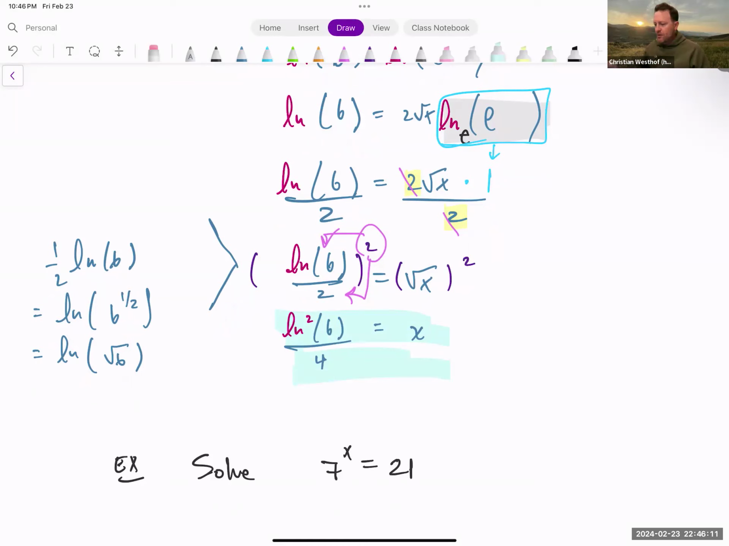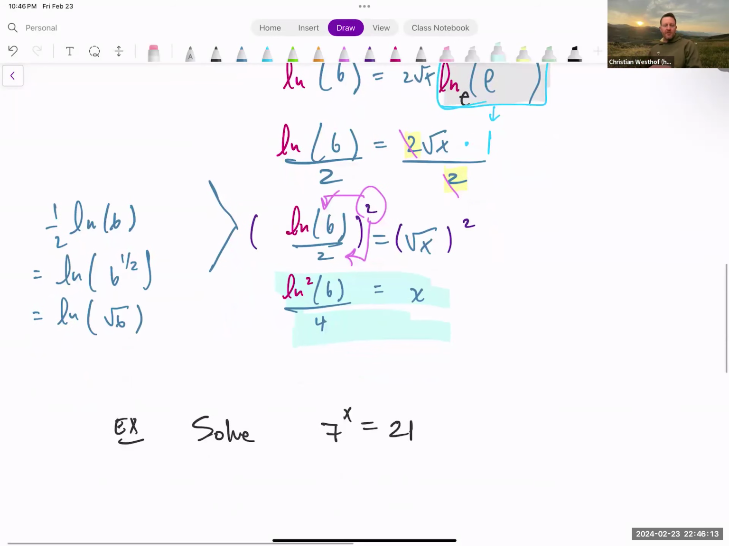Okay, now I want you to pause the video and work through this next one. Try to get the x out of the exponent by applying a natural log to both sides and see what you get. Okay, let's pause.